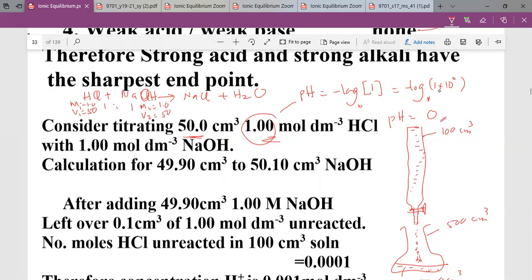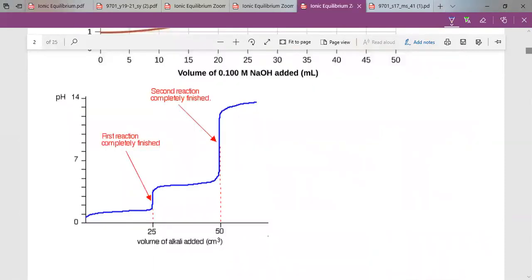So let's say we are near the endpoint. After adding 49.9, very near the endpoint, we're going to count 49.9 to 50.1. So there's a very small window here of only 0.2. That means about 4 drops. Now, of course, if you look at it here in perspective, you think it's a lot, but it's not a lot.